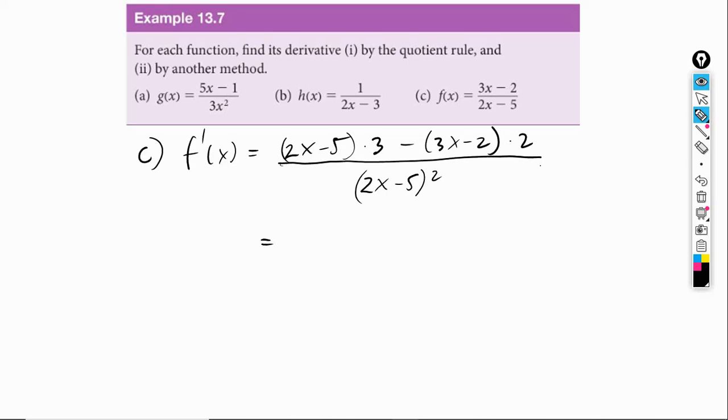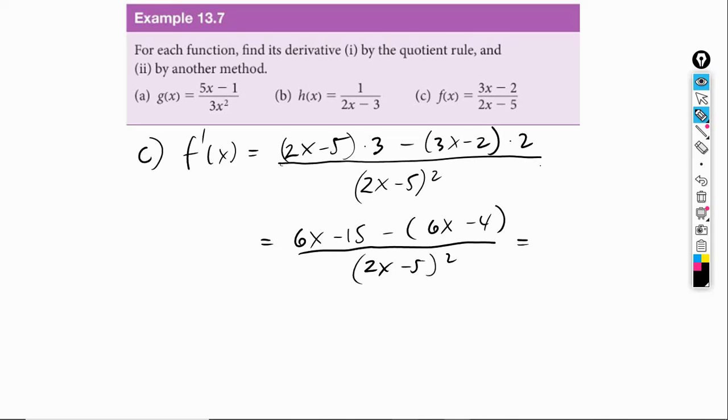And this we can expand and then simplify. So this is going to equal 6x minus 15 minus, and I keep the parentheses here just to be careful with the signs. So 6x minus 4, all of this again over 2x minus 5 squared.